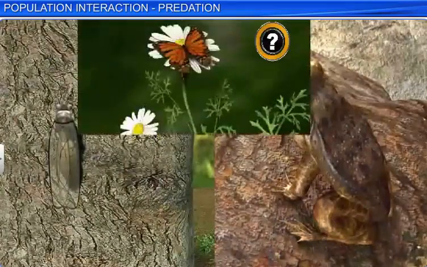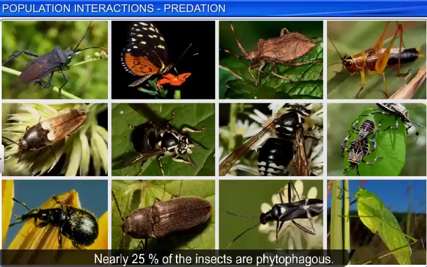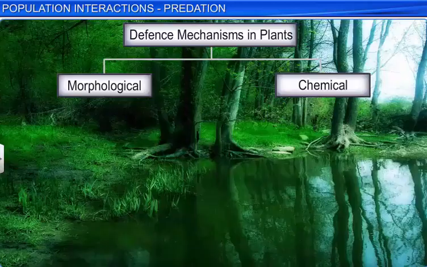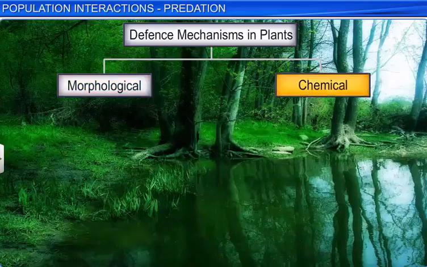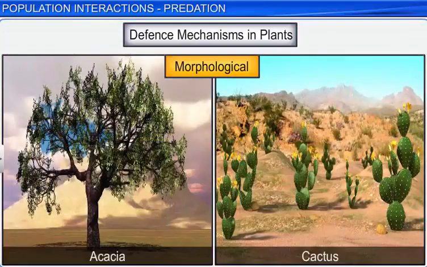But how do plants protect themselves from predation by herbivores? In fact, nearly 25% of insects are phytophagous, which means they feed on plant sap and other plant parts. Therefore, plants have developed a variety of morphological and chemical defense mechanisms against herbivores. The presence of thorns and spines is the most common morphological means of defense in some plants like acacia and cactus.